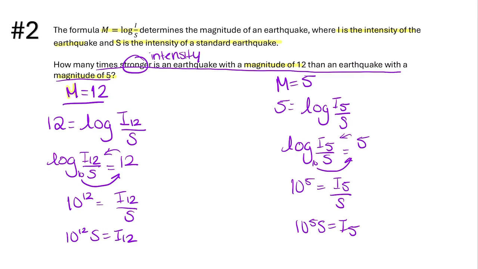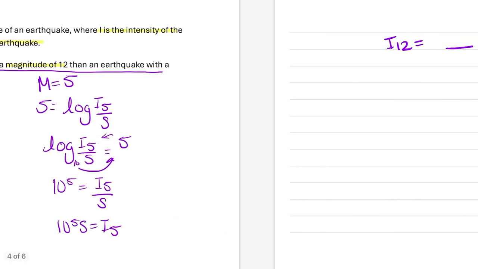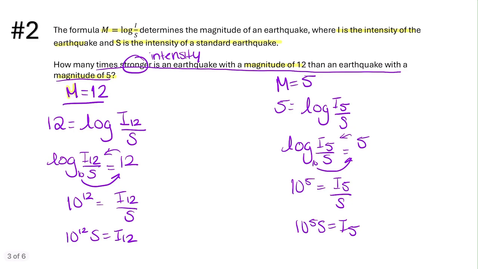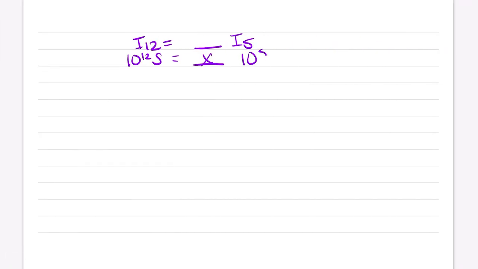So we're basically saying that I12 is something times the intensity of magnitude 5, right? Well, we know that I12 is equal to 10 to the 12th times S. And then we're looking for something, right? We'll just call that X. And then I5 is the intensity of the magnitude 5 earthquake. So that's 10 to the 5th S.